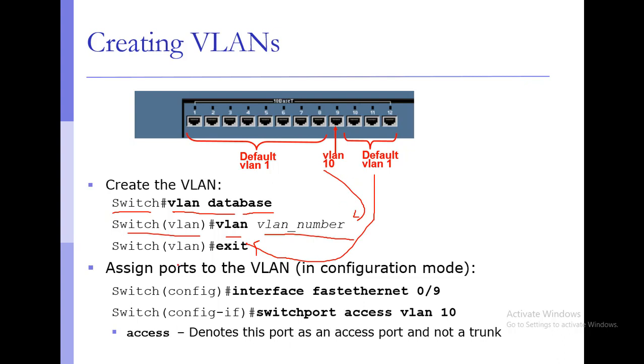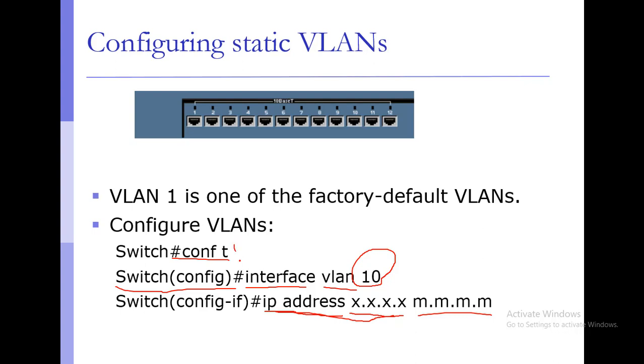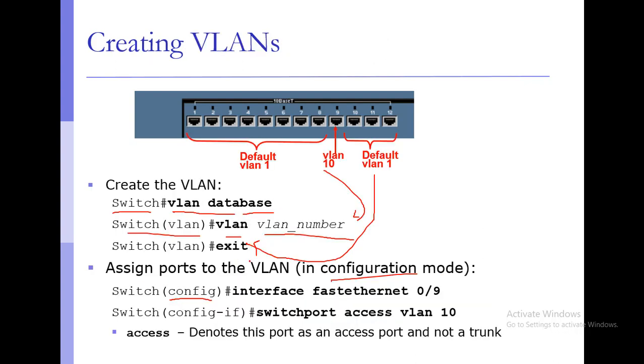Now the second thing is to assign the ports to that VLAN, and this is done in the configuration mode. So first you have to go to the configuration mode by using this command. In that configuration mode you have to interface your link and your port number 9. So you have basically configured the port.